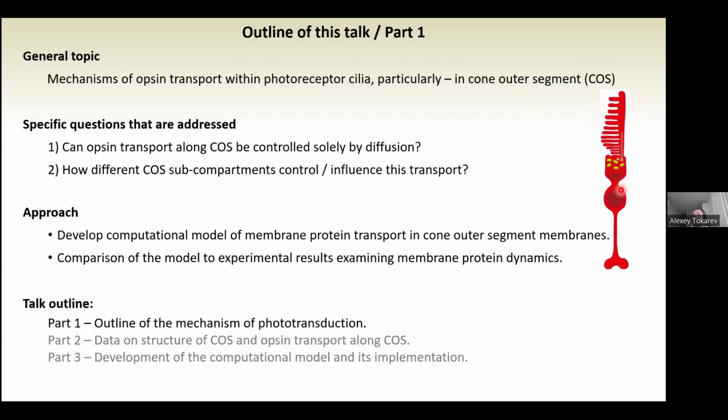So we have several compartments of the cell: outer segment, inner segment, nucleus region, and a synaptic region. One of the questions is how molecules are transported to these compartments, or between those compartments. And here we ask how opsin is transported between subcompartments of the outer compartment of the cell, because the outer segment has a very complex geometrical structure.